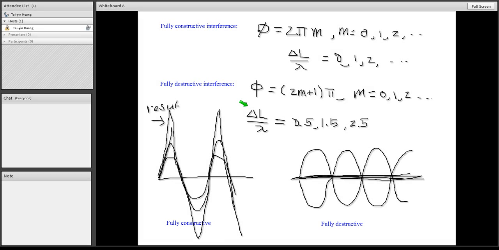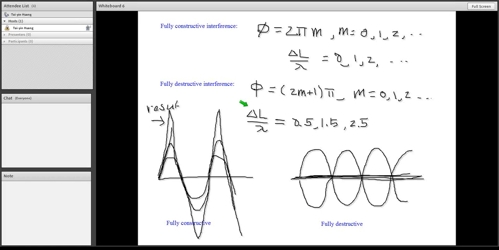If that's intermediate, then you can still hear the sound, but it's not as strong as with constructive interference, and it's not as silent as with fully destructive interference. So these are the wave phenomena: when you have many sounds, they are going to interfere with each other.